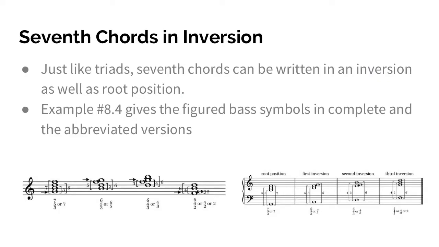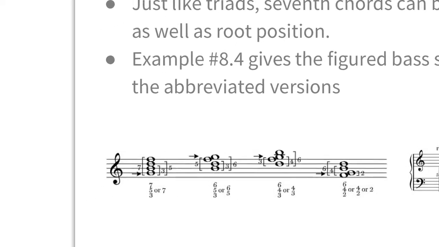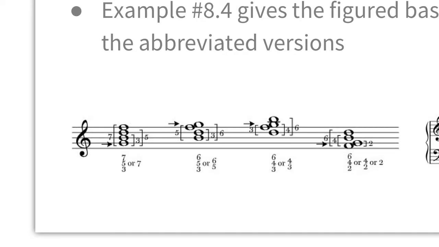All right, seventh chords in inversions. Just like triads, seventh chords can be written in an inversion as well as root position. So example 8.4 gives you the figured bass symbols in complete and abbreviated versions. Just like we did in the last chapter, we look at all of our intervals. So we have a 3-5-7, and a lot of times we see it as just the seventh. Now this is again root position.